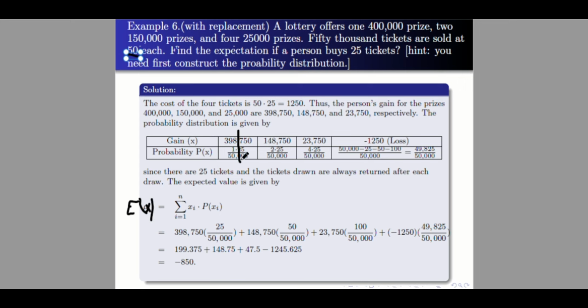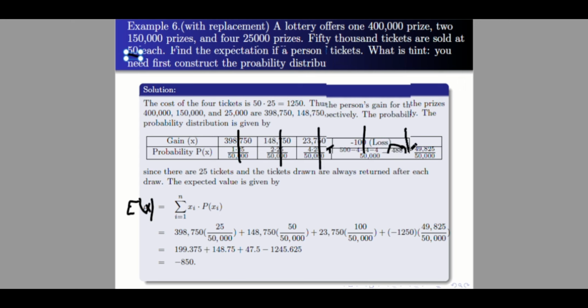Okay, so multiply, multiply, multiply, multiply, and then you add. Take the sum. So the result is negative 850. So again, it's the losing part for you. So on the average, you will lose 850. Okay, so it will give you an idea that you will be on the losing part of the game.